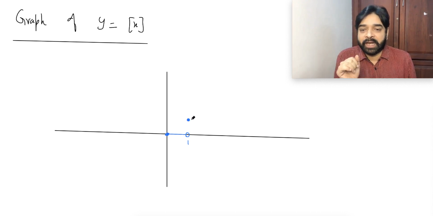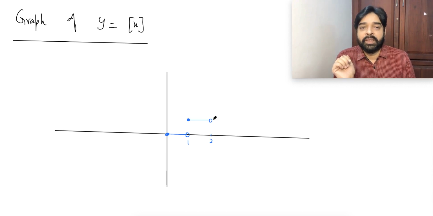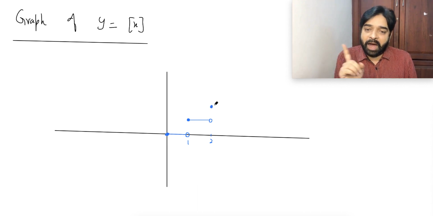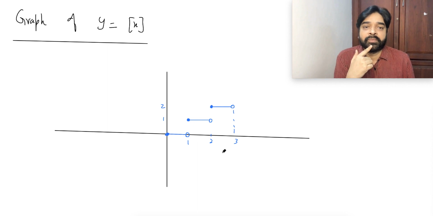After 1 where is the graph? As you go away from 1, the graph will be still 1, 1, 1, 1, and till 2 it will be 1, but at 2 it's not 1. At 2 the graph will become this way, 2 only. After 2 again it will be 2, 2, 2, 2, and till 3 it will be 2. I'm sorry, this is 3. This value is 1, this value is 2. Have you understood? Now all of you understood the pattern.